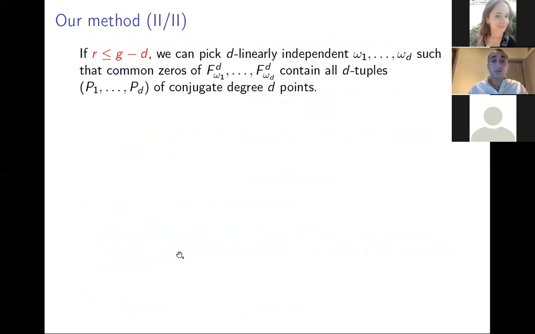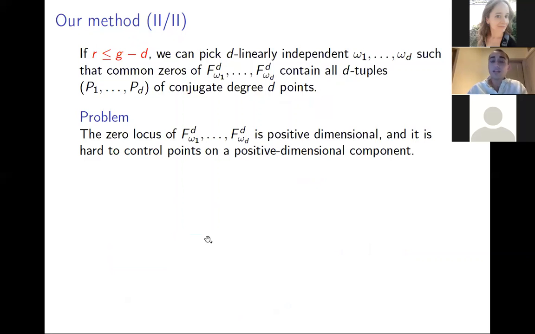And so when the rank is sufficiently small, namely when the rank is less than or equal to g minus d, we can pick d linearly independent one forms, omega_1 through omega_d, such that the common zeros of these F_omega_1^d through F_omega_d^d contain all d-tuples of conjugate degree d points. Now this is great, but as we saw, this can introduce a problem, namely that the zero locus of these integrals is positive dimensional, coming from the infinitely many expected points. And it's hard to control these positive dimensional components.